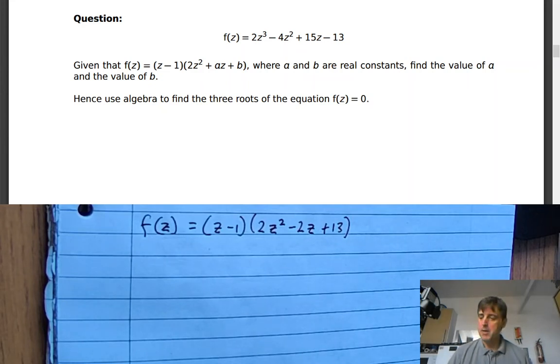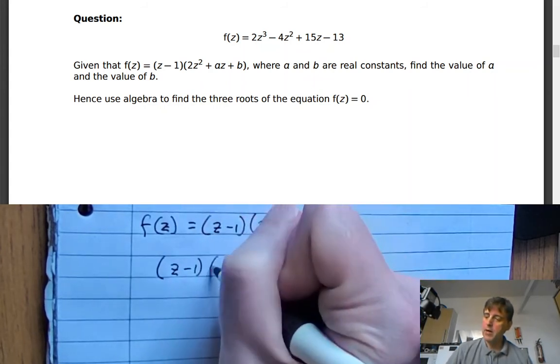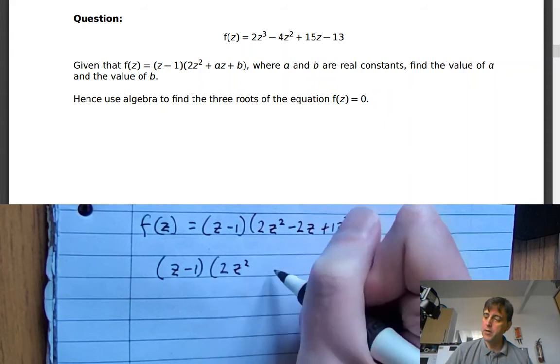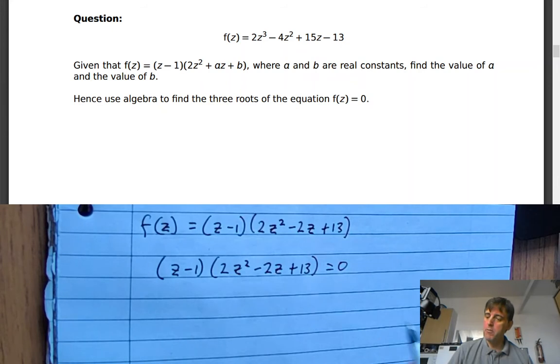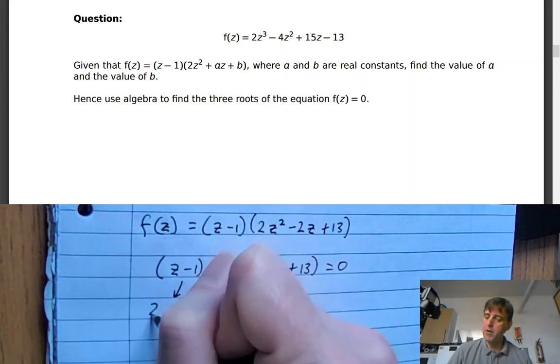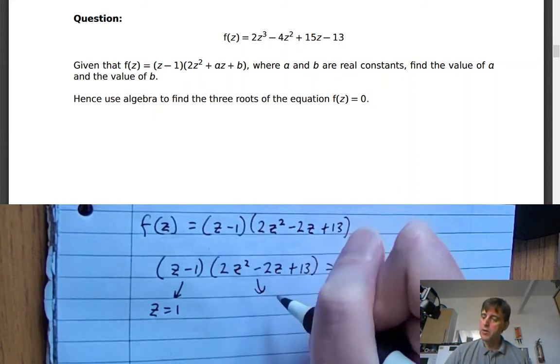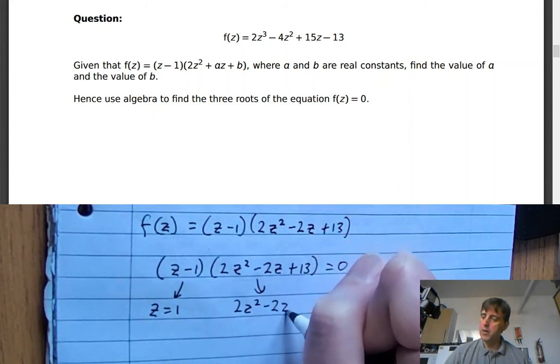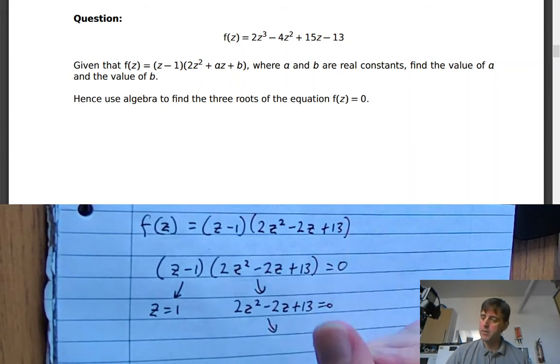If you did, then let's keep going, because what we now need to do is solve the equation where these two things multiplied together give us the answer 0. So we either get z minus 1 equals 0, which obviously gives us z equals 1, or we get 2z squared minus 2z plus 13 equals 0, and that happens to lead to z equals a half plus or minus 5 over 2 i. Did you get it right?